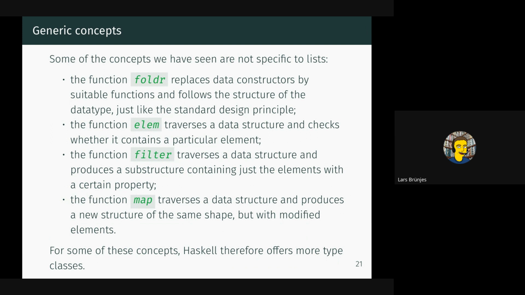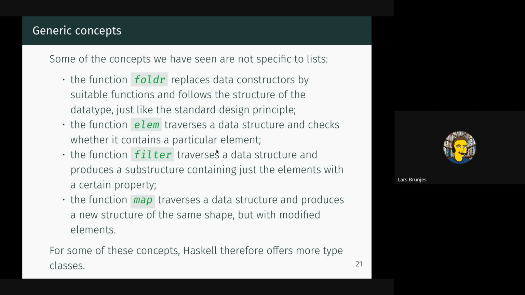So we saw that one way to look at foldr is that each cons is replaced with the function you give as the first argument to foldr, and the empty list is replaced with the second argument you give to foldr. Or elem, for example, the elem function we saw for lists just traverses the data structure and checks that it finds a particular element. A filter traverses the data structure and only keeps those elements that satisfy a certain property. Or map traverses a data structure and produces a new structure of the same shape. So in the case of lists, a list of the same length, where the given function is applied to each element in the structure.